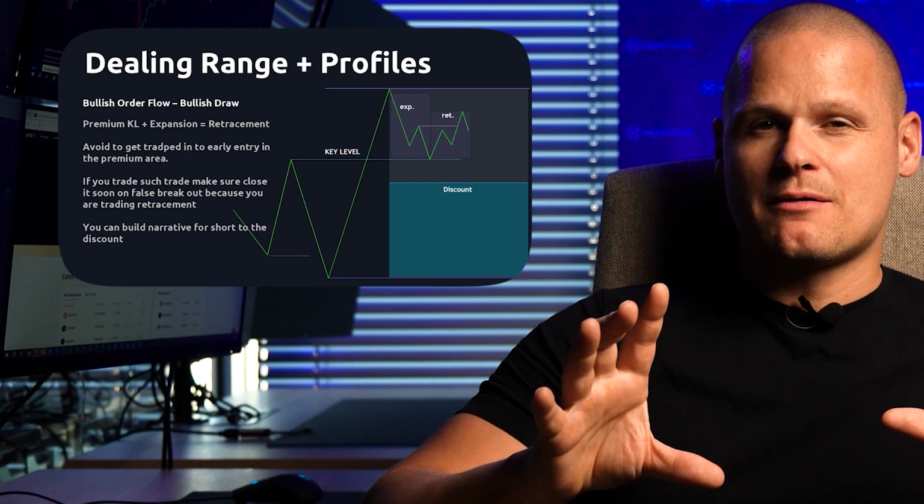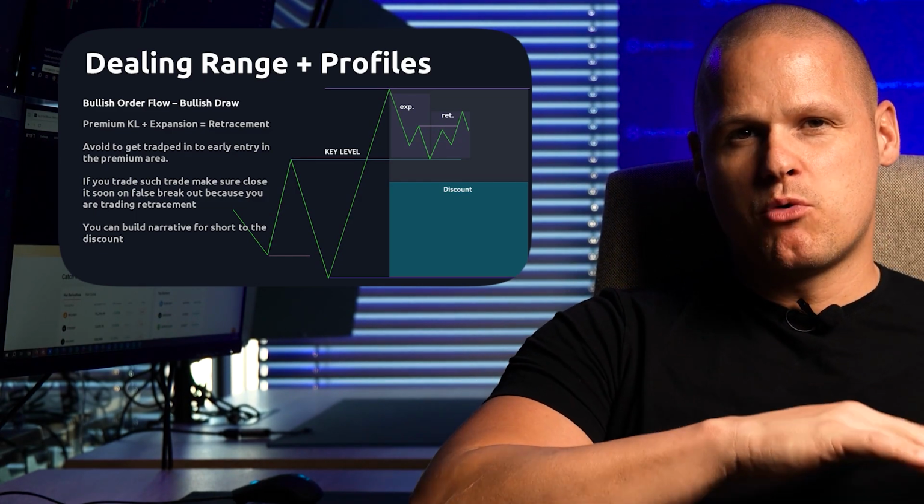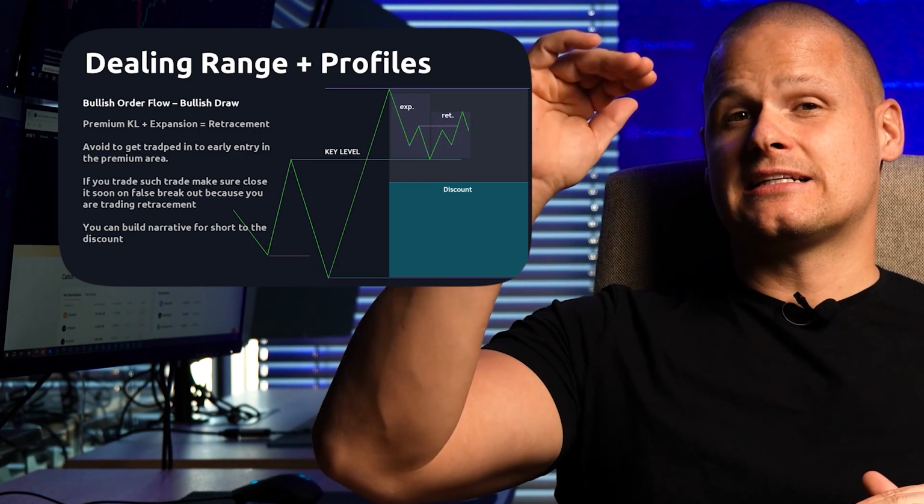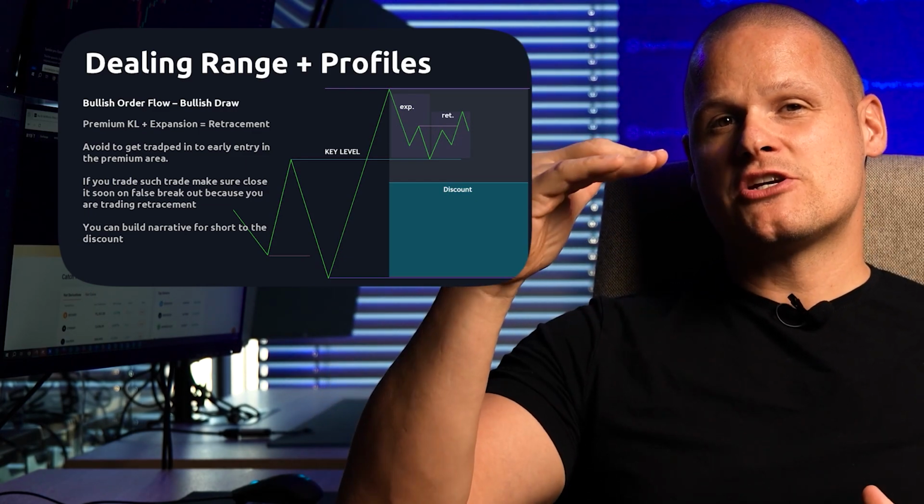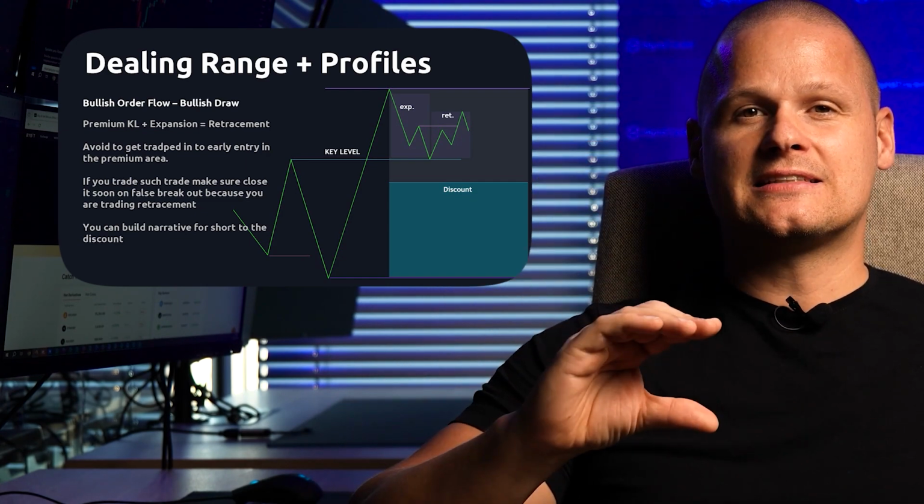In this example, you can see on this picture, as we have, for example, the bullish order flow, price makes the expansion, and then we measure with the Fibo and we define our premium and the discounts.